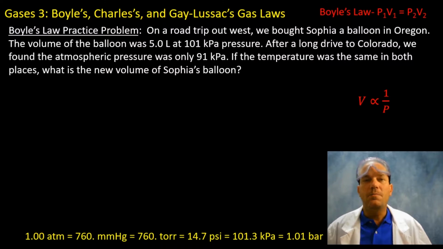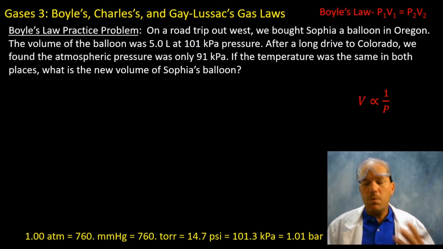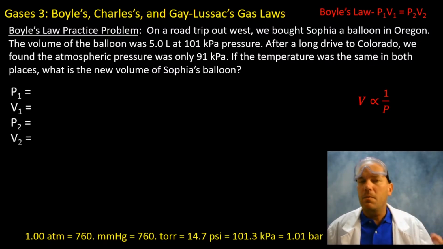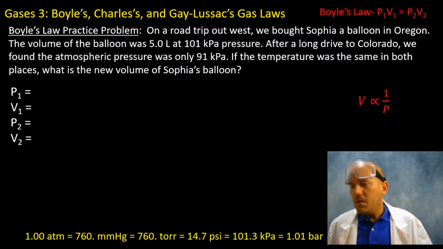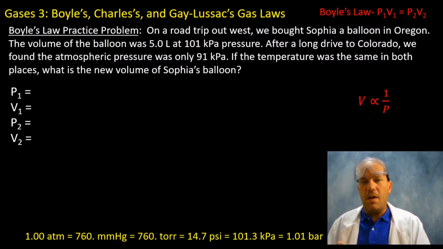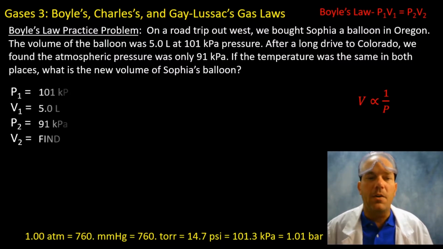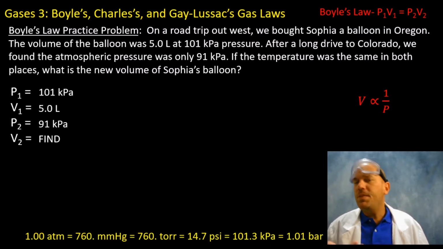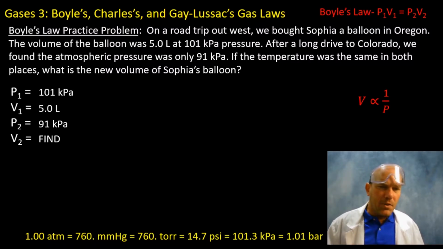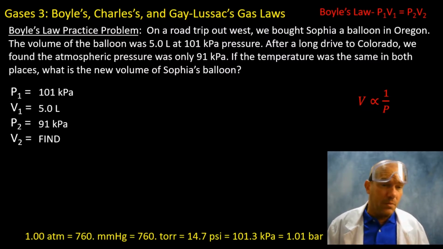All right, so the key to these problems is to write down what we know. Let's look at our variables here. We have our initial pressure and volume, and we have our final pressure and volume. So we have Oregon, and then we have Colorado. What do we know? Well, we know everything except for the final volume, which is being asked for in this problem. What is the new volume?